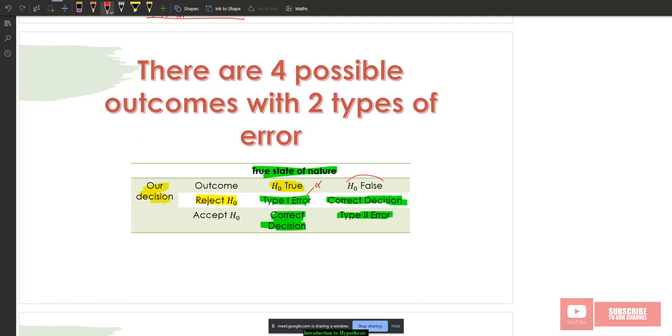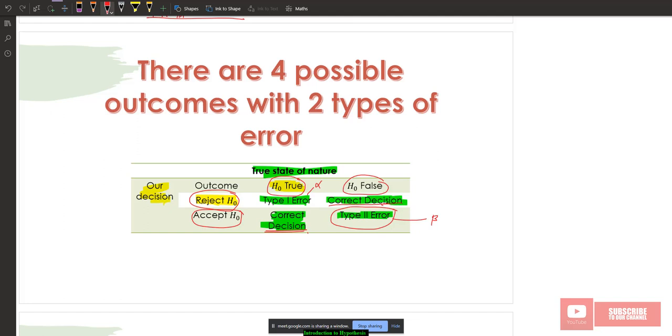When the null hypothesis is false and we reject it, we are making a correct decision. When the null hypothesis is true and we accept it, we are also making a correct decision. When the null hypothesis is false and we accept it, we are making an error, a mistake. This is what we call type 2 error. Type 2 error, the symbol is beta.